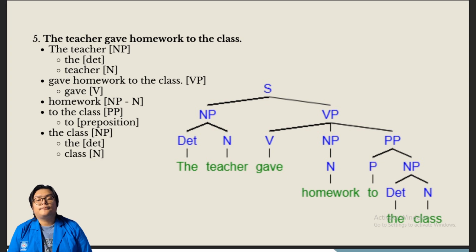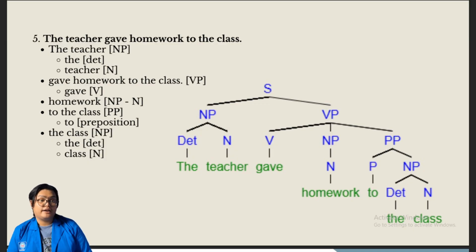Final sentence: "The teacher gave homework to the class." "The teacher" is the NP, and "gave homework to the class" is the VP. The NP "the teacher" has the determiner "the" and the noun "teacher." "Gave" is a verb. "Homework" is a noun phrase, consisting only of a noun. "To the class" is a PP: "to" is a preposition and "the class" is an NP, with the determiner "the" and the noun "class."